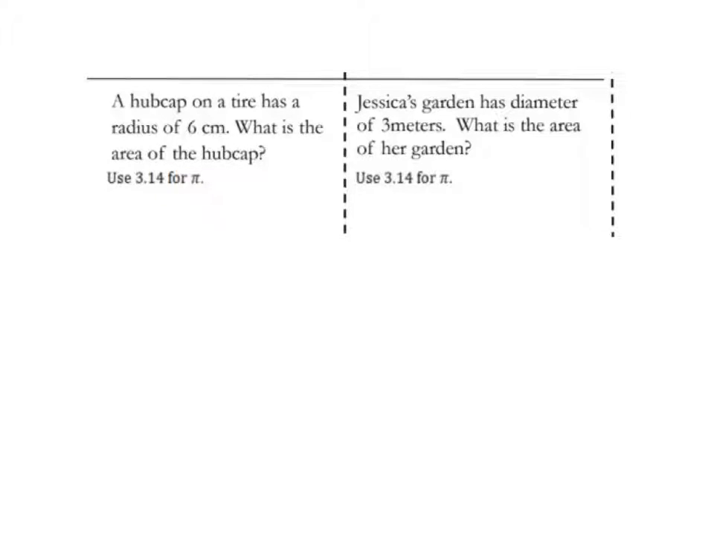So the next two examples, you are going to use 3.14 for pi. So let's go ahead and read it. A hubcap on a tire has a radius of 6 centimeters. What I suggest is you draw the picture. So radius, remember, it's from the center to the edge of the circle, and that's 6 centimeters. What is the area? They're asking for area.